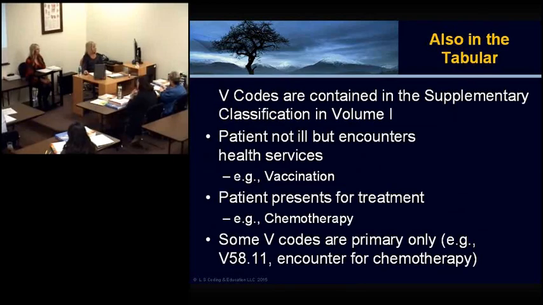All right, so V codes are contained in the supplementary classification in Volume 1, patient not ill but encounters health services. So let's go find those V codes. And they're a little further back, and they start on page 960. That's the first.